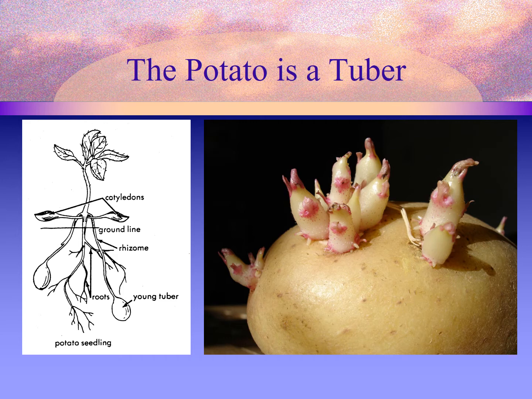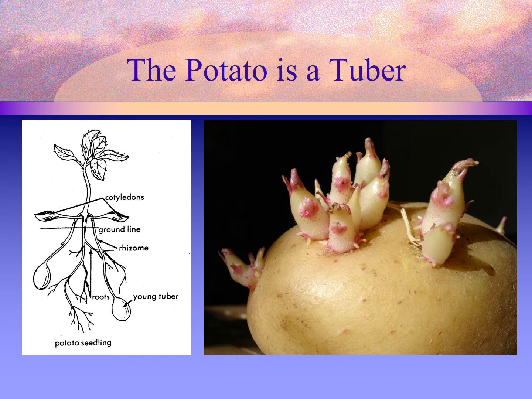The picture on the left illustrates a young seedling potato. There's a line indicating the ground line. So when the potato seedling germinates and begins to grow, it forms structures called rhizomes above ground. These rhizomes turn and begin growing into the soil.